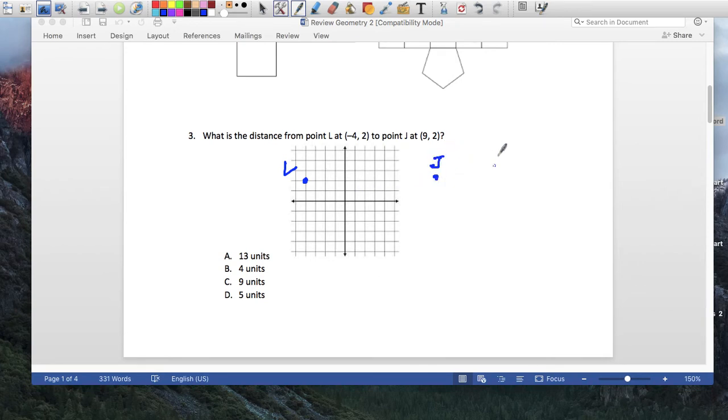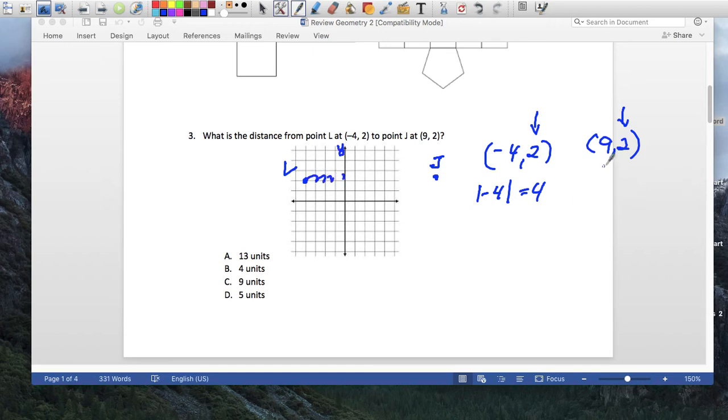So what do you notice here from -4 and 2? If you remember how to do this to find the distance, and the other one is 9 and 2. Are they in the same quadrant? No, they're not in the same quadrant. So if they're not in the same quadrant, we're going to add, right? What's the same? This is the same. So we're going to find the absolute value of -4 over here, which is 4. And that means that point L is 4 units away from the y-axis, which is here. So that's 1, 2, 3, 4.